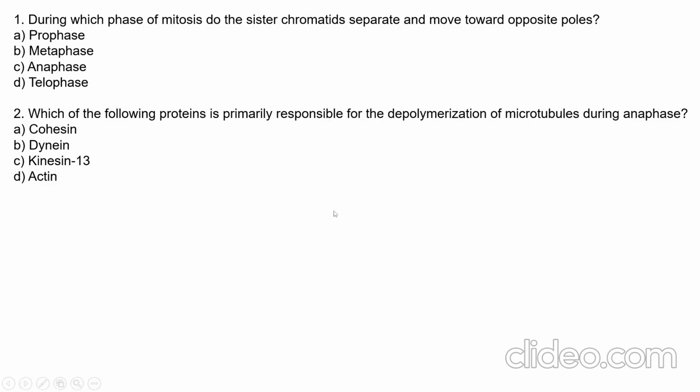So they essentially bind to both the ends. Sorry, the fast answer is anaphase. Yes, the first answer is anaphase. That's correct. And the second one, which we're discussing right now, is kinesin 13.